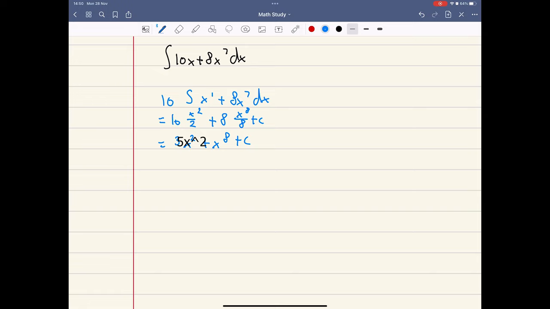8x^7. So it becomes 8x to the power of 8 over 8, and then every time you integrate, you must plus c. So after you simplify 10 times x to the power of 2 over 2, it becomes 3x squared, and then your 8 will become 8x to the power of 8 plus c.